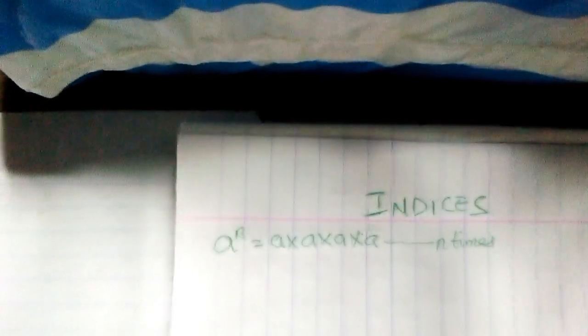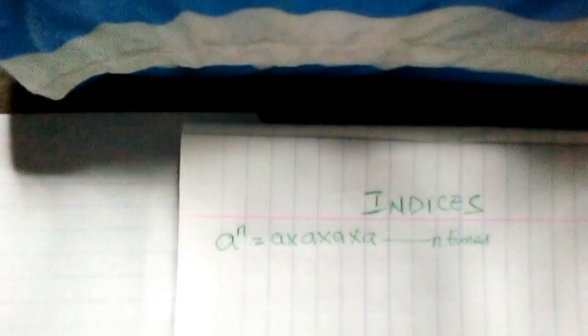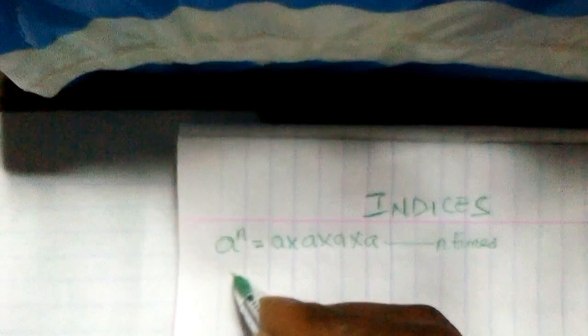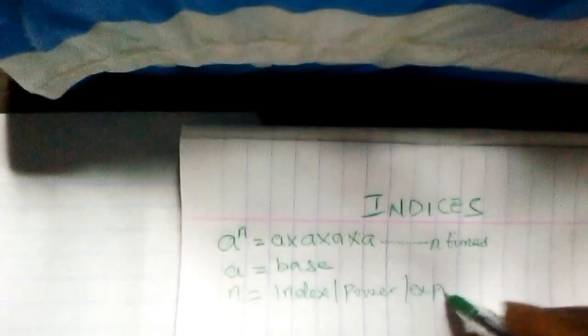So let's say, for example, under indices, they can write a raised to the power of n. This means a times a times a, till n times. So you multiply this a, n number of times. This a, we call the base, and this n here, we call the index or power or exponent.